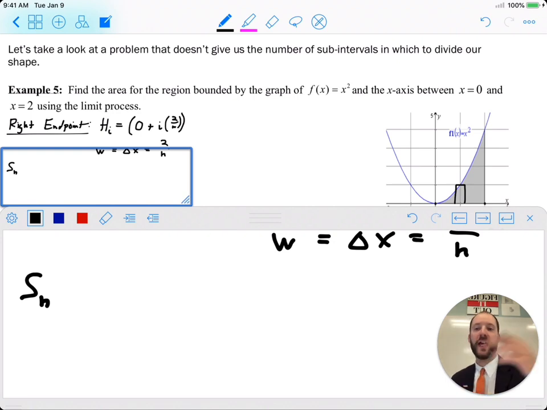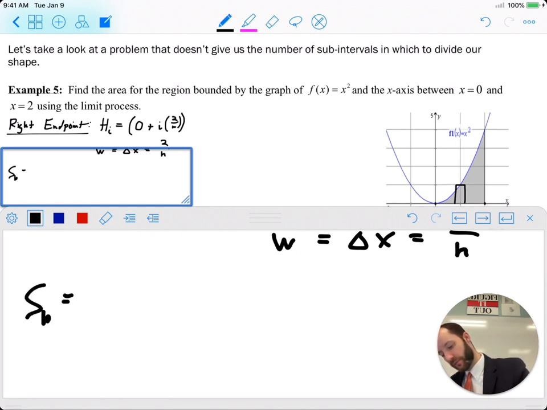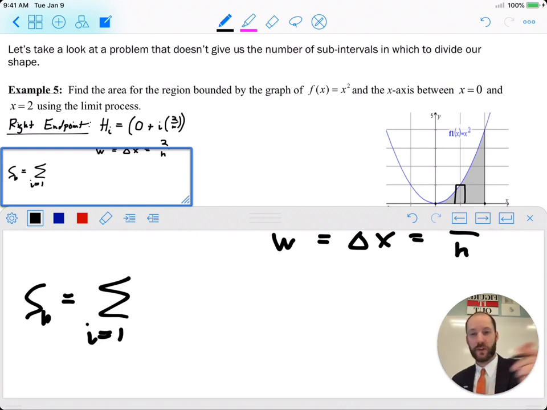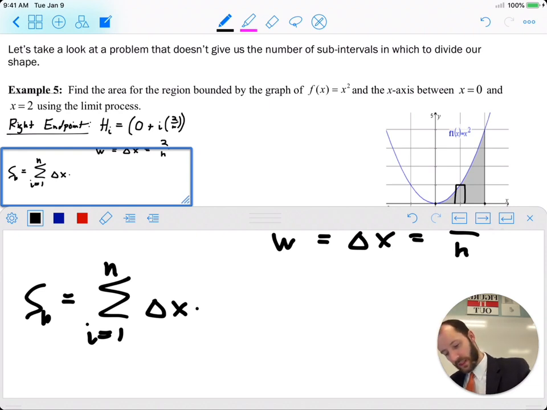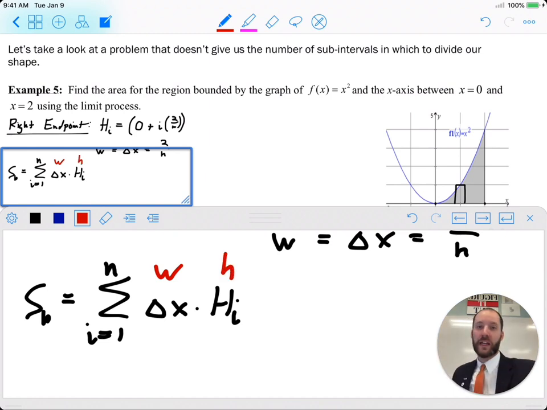our summation of n rectangles. So, infinitely many. And I want to move this down just a skosh. Okay. It's going to be sigma from i equals 1, so the first rectangle, the first interval, up to n of delta x times h sub i. Remember, to find the area of a rectangle, it's width times height.